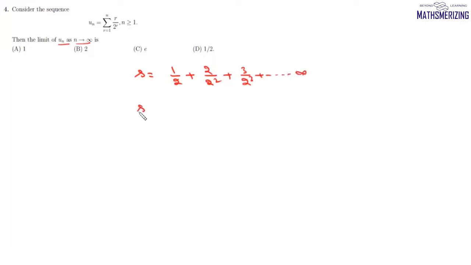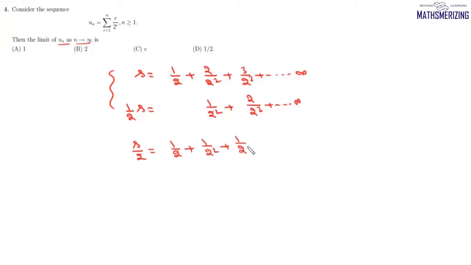Now we'll again write the sequence by shifting one term and we'll multiply it with 1 by 2. So here it will be 1 upon 2 square, here will be 2 upon 2 cube, up to infinite. Now we subtract the second sequence from the first, and we'll write S by 2, and it will be 1 by 2 plus 1 by 2 square plus 1 by 2 cube up to infinite.